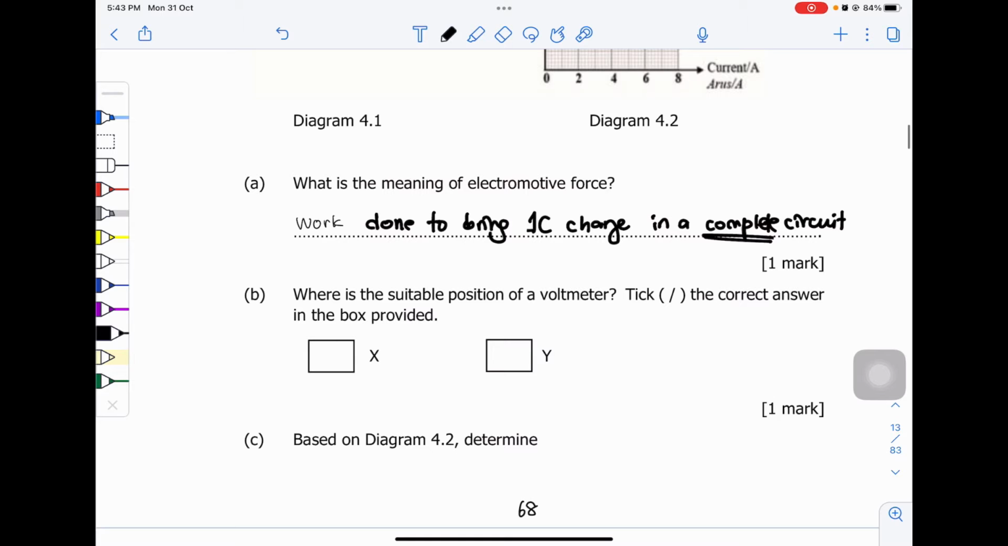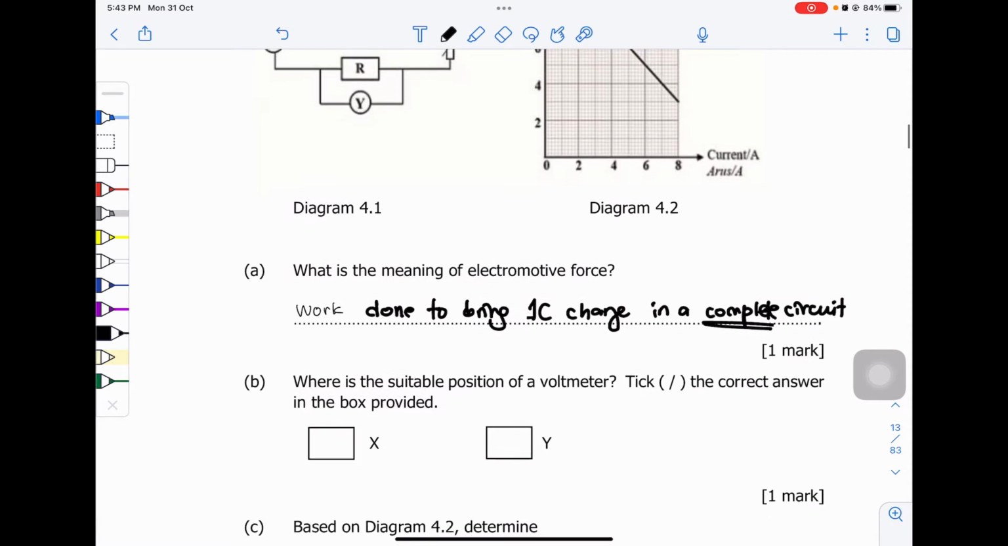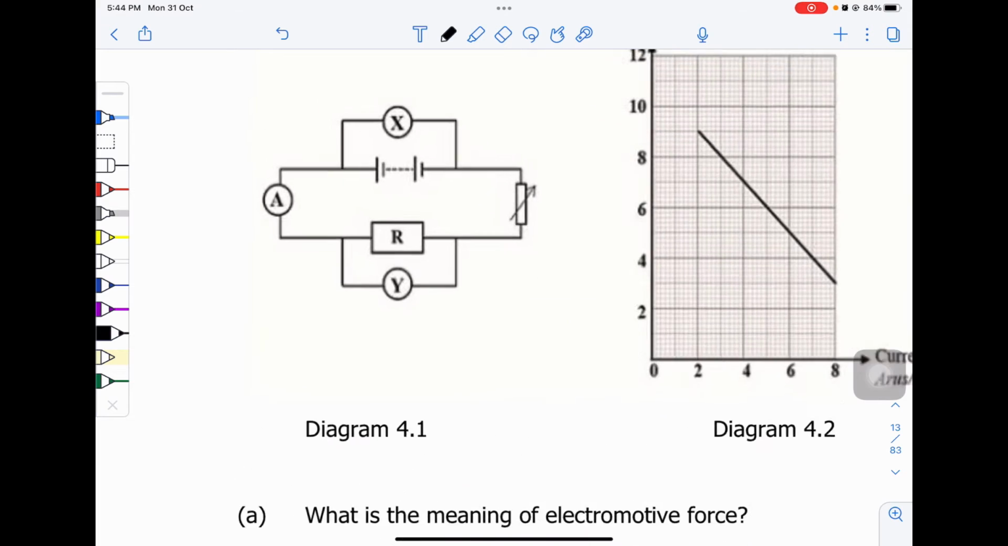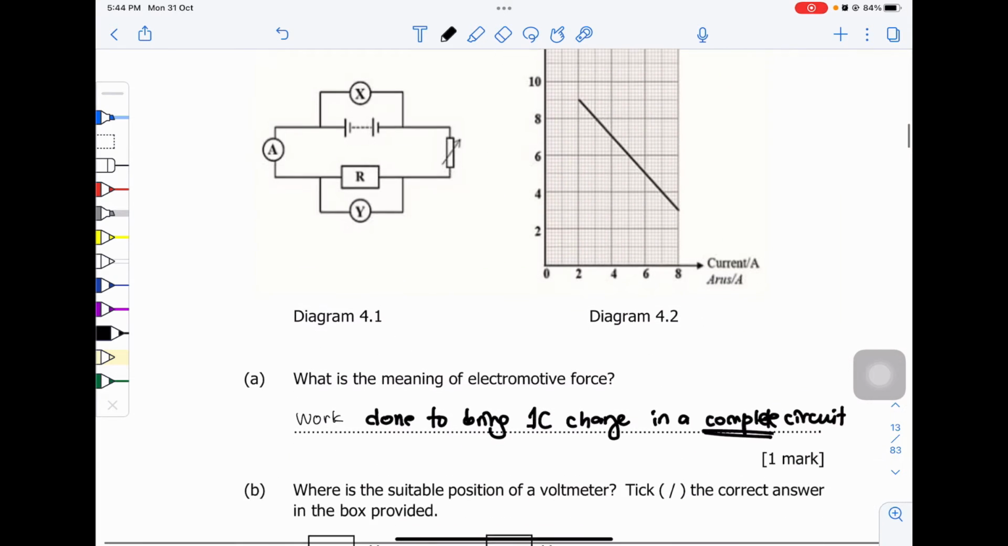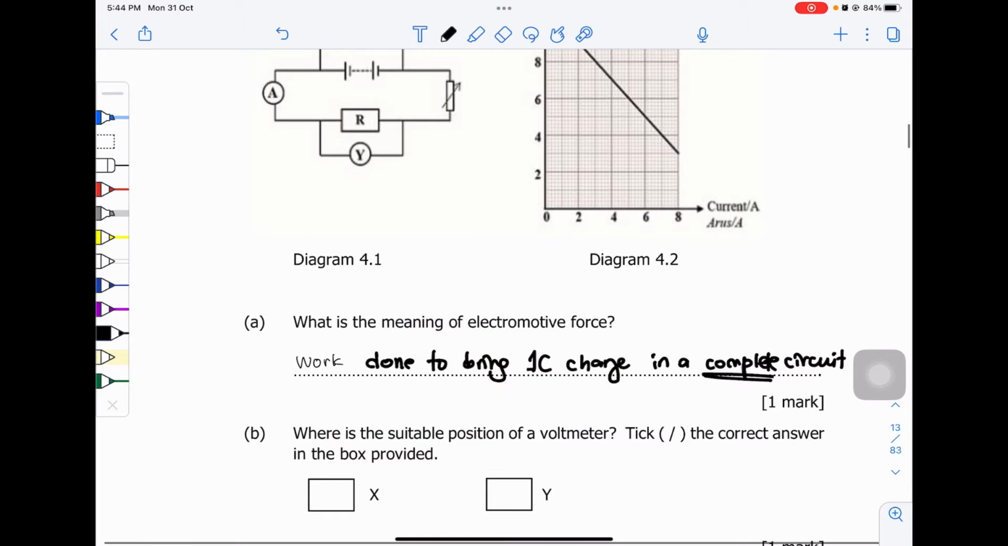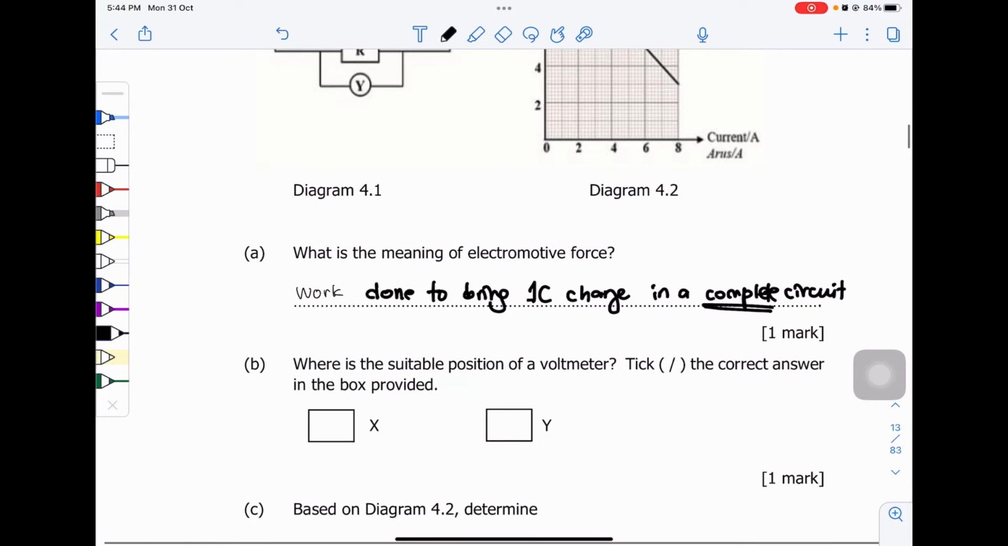B, where is the suitable position of a voltmeter? The correct answer in the box. Tick the correct answer. So, where is it? X or Y? You have to understand. We want to know the work done in the dry cell, the power supply. So, it must be X.